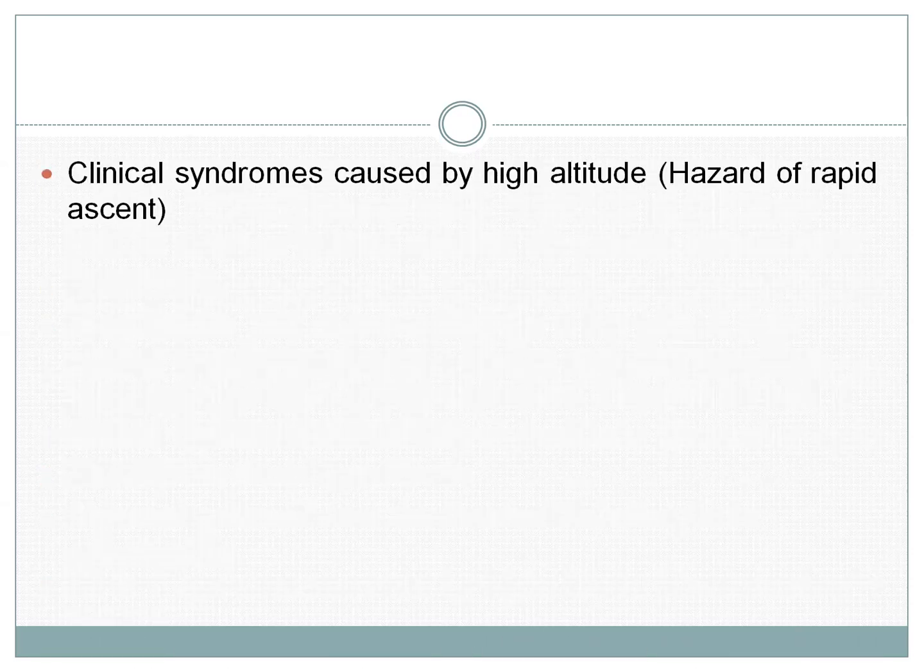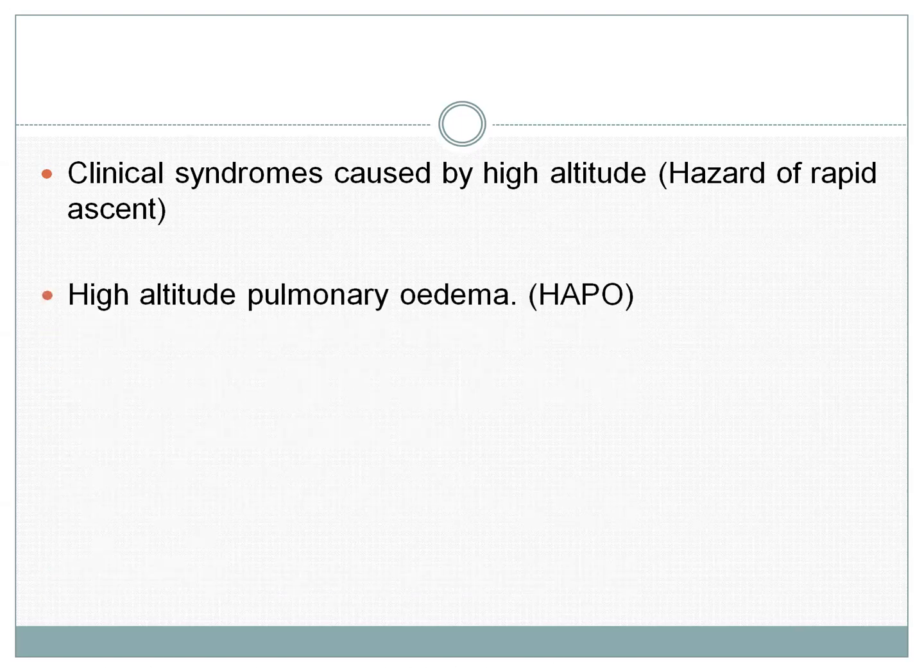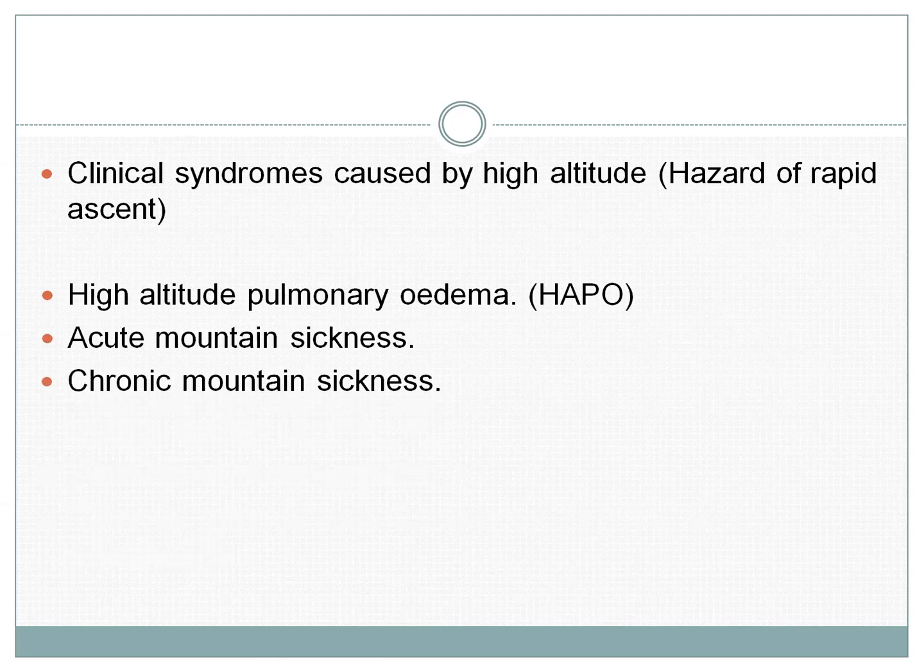After discussing all these normal physiological changes, accommodation as well as acclimatization, now we will see that we also develop some clinical syndromes at high altitude, which are known as hazards of rapid ascent. The first is high altitude pulmonary edema, which is HAPE, then acute mountain sickness and chronic mountain sickness. So these three are the clinical syndromes. Again, a short answer question can be asked on these three.